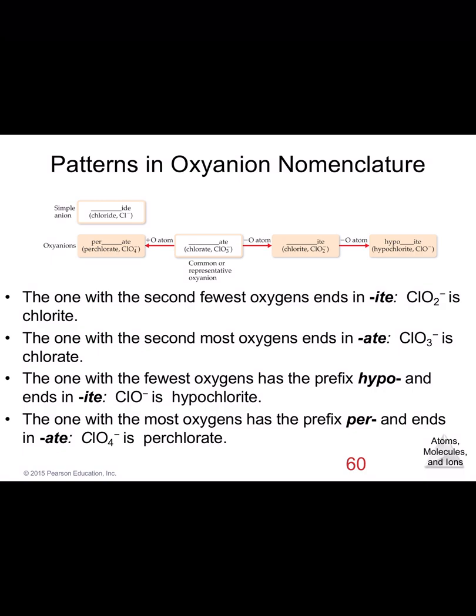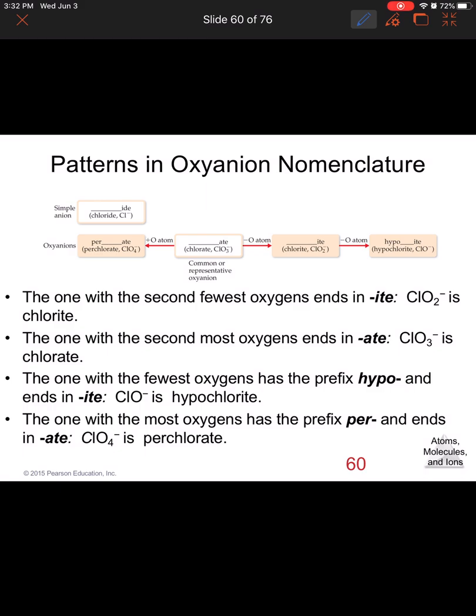Patterns in oxyanion nomenclature. Simple anions we find from the periodic table: chlorine would be chloride, and bromine would be Br minus, bromide. That's a simple anion. But what we are talking about is the oxyanion.